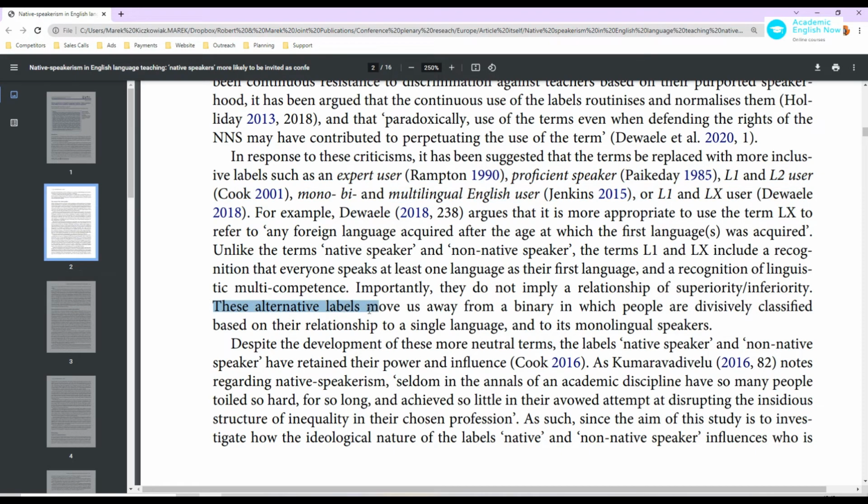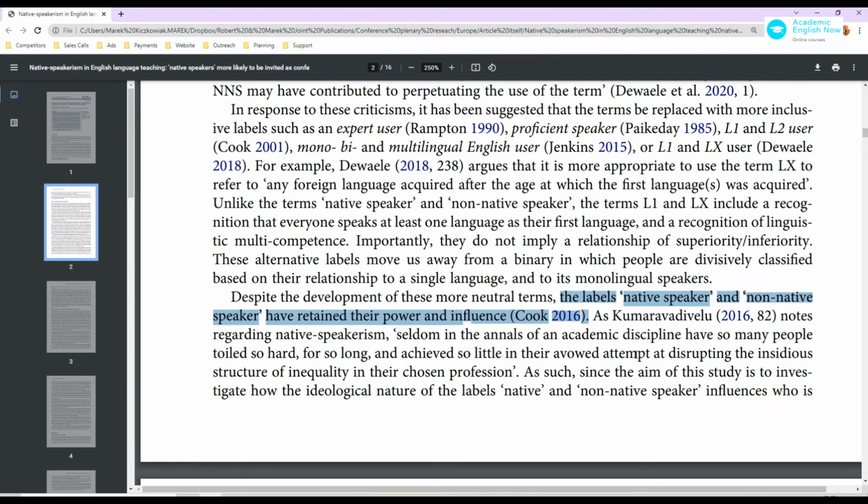So notice how this brings back the main idea again, and it's very clear to the reader what we are talking about in this paragraph, right? And then the following paragraph, notice how again it links to the previous paragraph, right? Despite the development of these more neutral terms. Which neutral terms? Well, the ones that we've just discussed, these alternative labels and these terms here, right? And then we've got a very nice link here. And then again, the first sentence expresses the main idea of this paragraph. And then this idea is further developed in the following sentences, right?